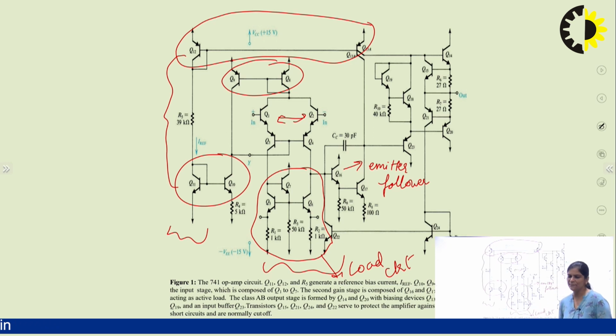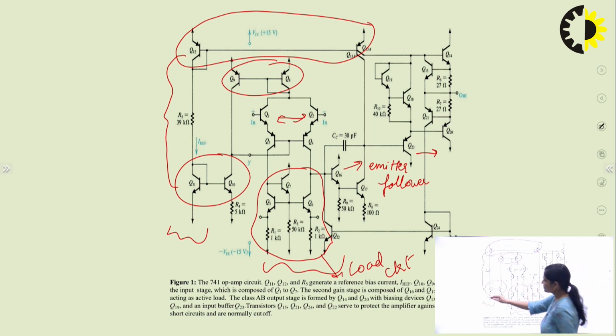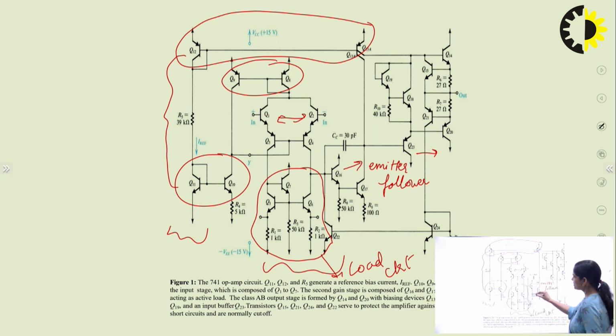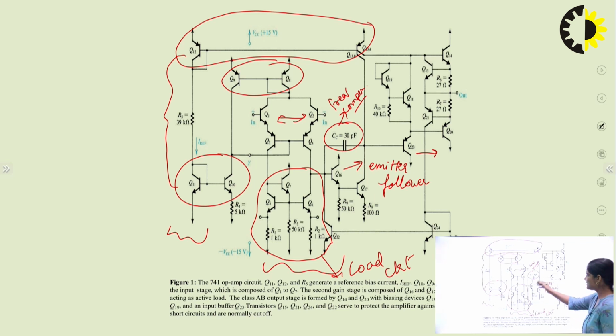So it works as an emitter follower and gives high input resistance and avoids the loading of the input stage, and also increases the symmetry and CMRR. Now the next is here, this is your reference circuit, this is your input stage, this is your second stage, where there is a capacitor of 30 picofarad. This is used for frequency compensation, so it is a frequency compensation capacitor, and it is connected in the feedback of this second stage.